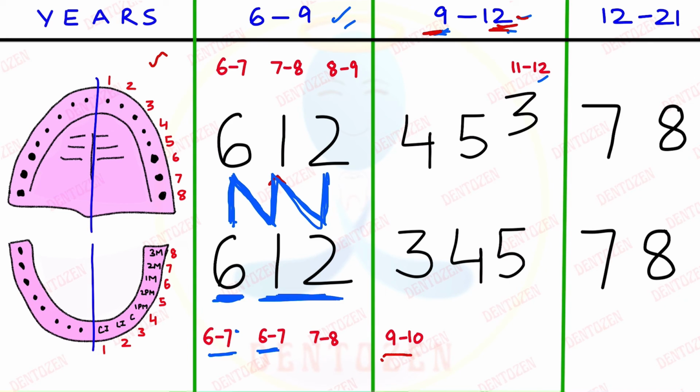Now what about the premolars? Premolars can be tricky, but let's make it easier. For maxillary we can put 10, 10, the first numbers, and for mandibular we can put 12, 12, the last numbers.